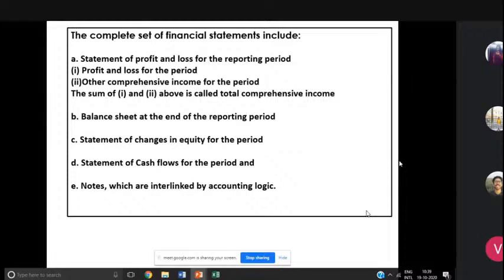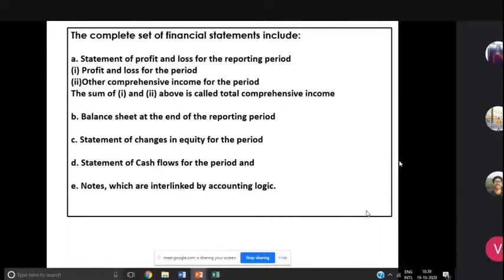It should indicate the number of shares issued during this year. It should indicate the number of shares bought back by the company during the year. Right? Statement of changes in equity. If you are getting confused, go back to equity shares. Equity shares for the period.